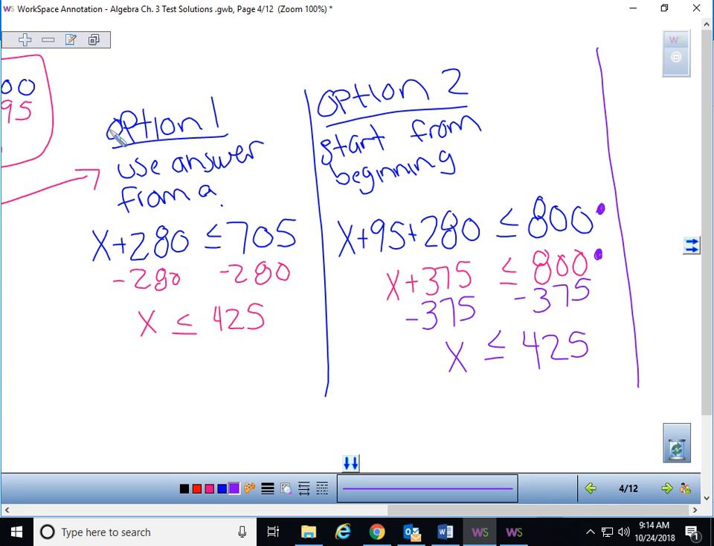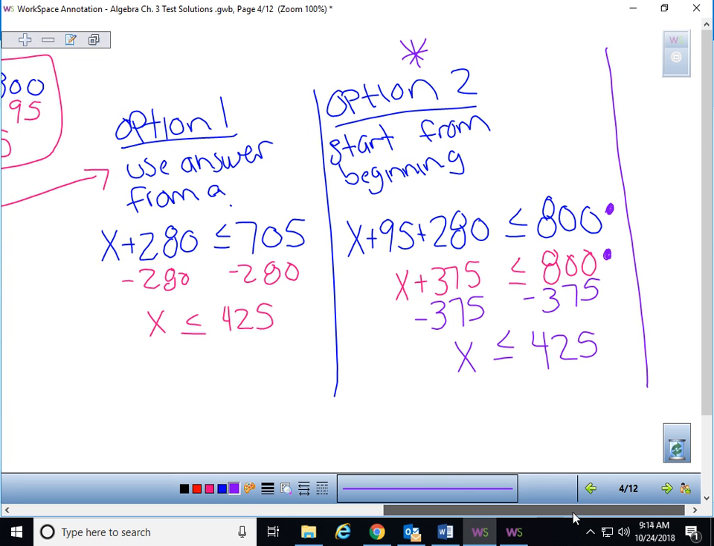If I was learning this, if I was in your spot and only seeing this for the first time, I would probably want to lean towards option 2 over option 1, just because if I start from the beginning, then I know I am accounting for all pieces of information. But you can choose. That is up to you.